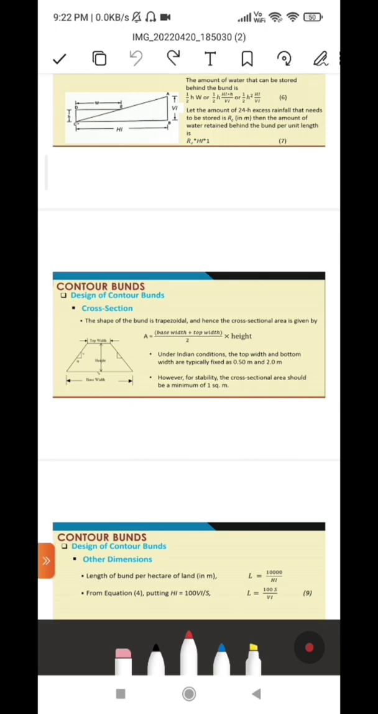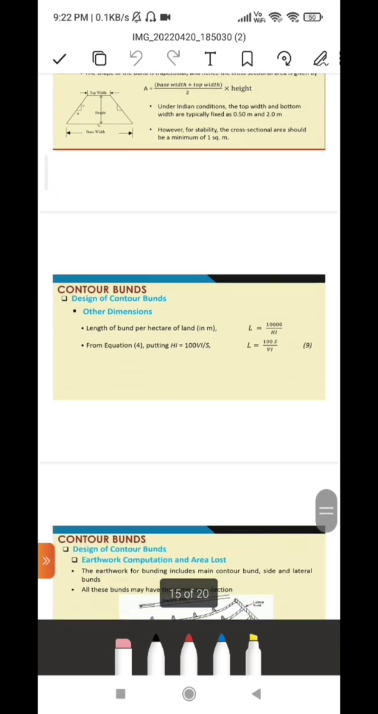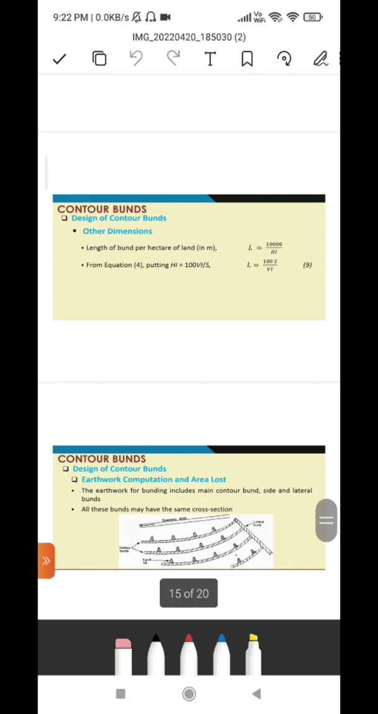And by the thumb rule, it has been estimated by scientists that under Indian conditions, the top width and the bottom width are typically fixed as 0.5 meter and 0.2 meter. However, for stability, the minimum cross section area should be 1 square meter. And of course, if it is less than 1 square meter, then it has several demerits, which would be a part of a different discussion.